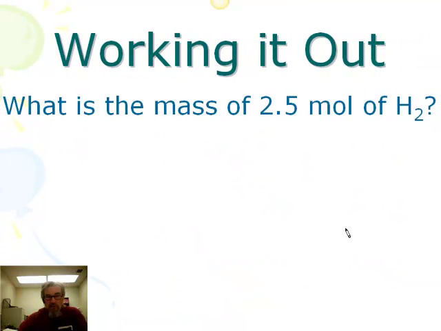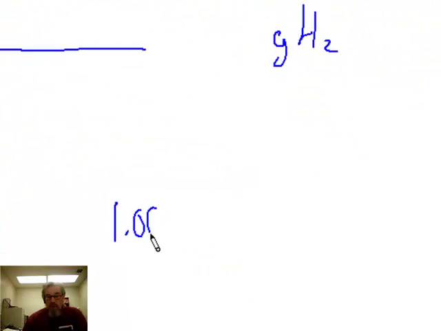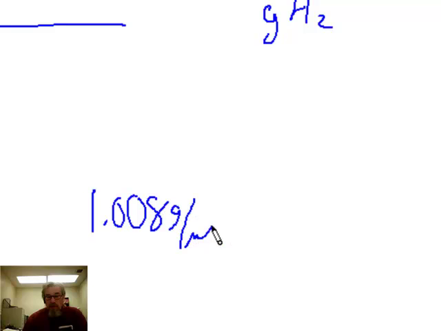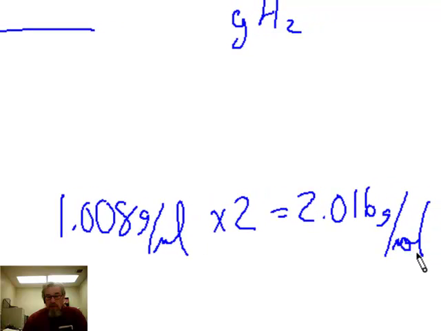Here's another one. The question here is, what is the mass? The given information is 2.5 moles of H2. We're trying to get to grams of H2 because that would be mass. Again, molar mass is the link. H2 means there are 2 atoms of hydrogen. Hydrogen is 1.008 grams per mole, but if we multiply that by 2, we get 2.016 grams per mole. That's the molar mass of H2.